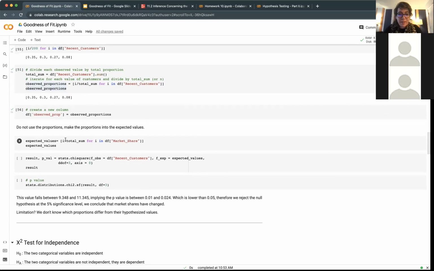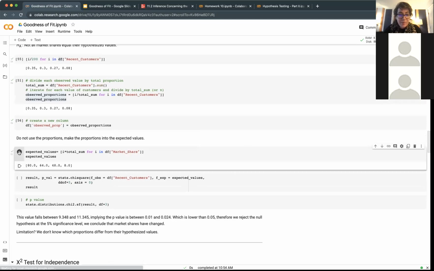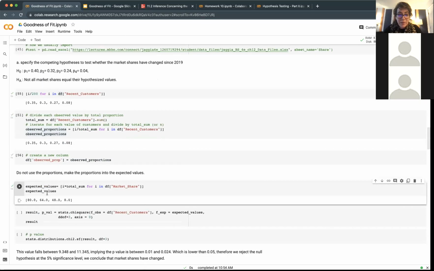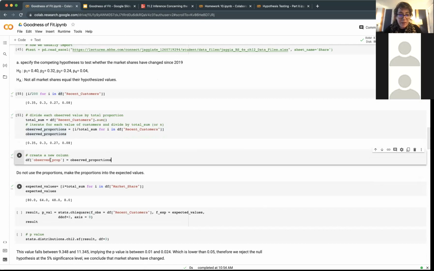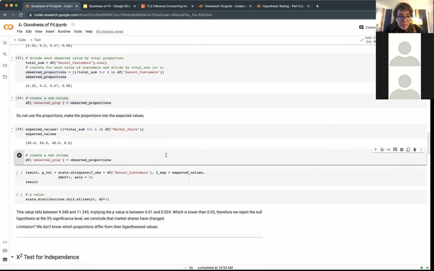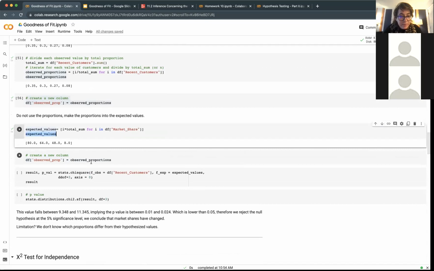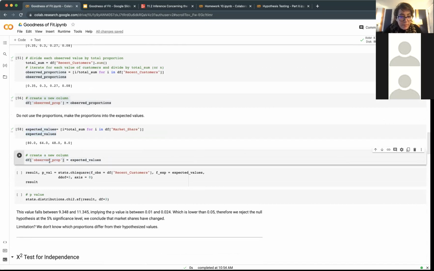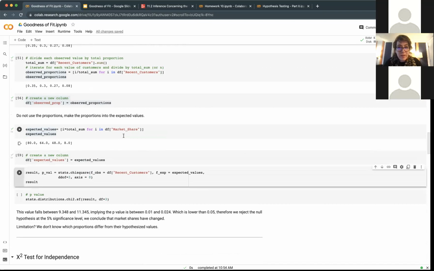Another thing that we'll need to calculate is what the expected value would be for each value. So now we're taking this value for each one and multiplying it by the total to get the expected value. Let me also add that just so we can look at it all together as a data frame rather than these little lists. So I'm creating a new column.